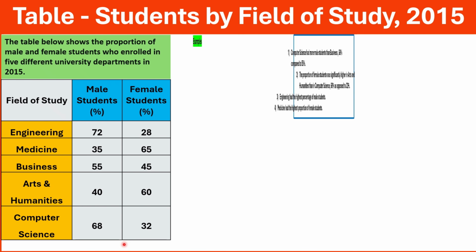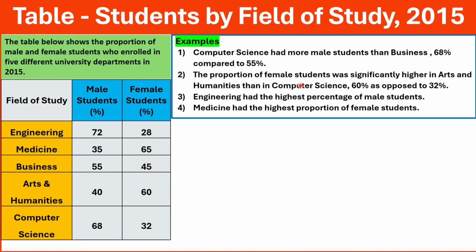Here are some examples. Computer science had more male students than business, 68% compared to 55%. The proportion of female students was significantly higher in arts and humanities than in computer science, 60% as opposed to 32%. Engineering had the highest percentage of male students. Medicine had the highest proportion of female students. Hope you have understood how to make sentences from the information given in a table.